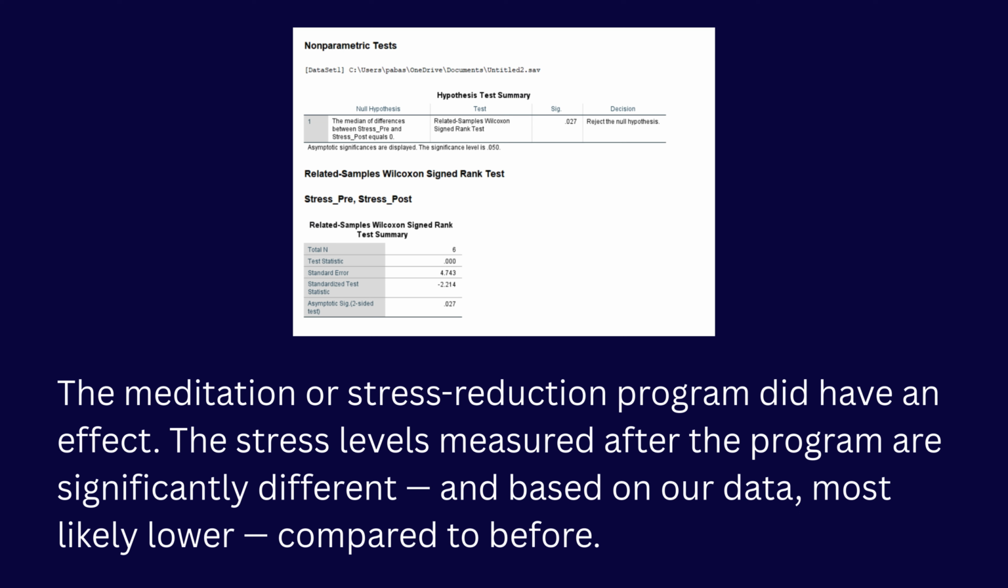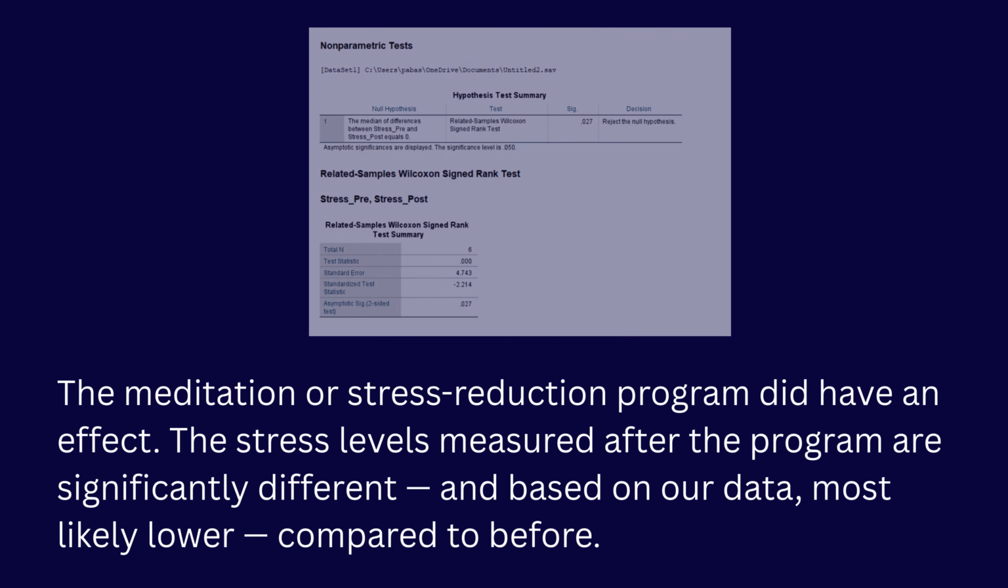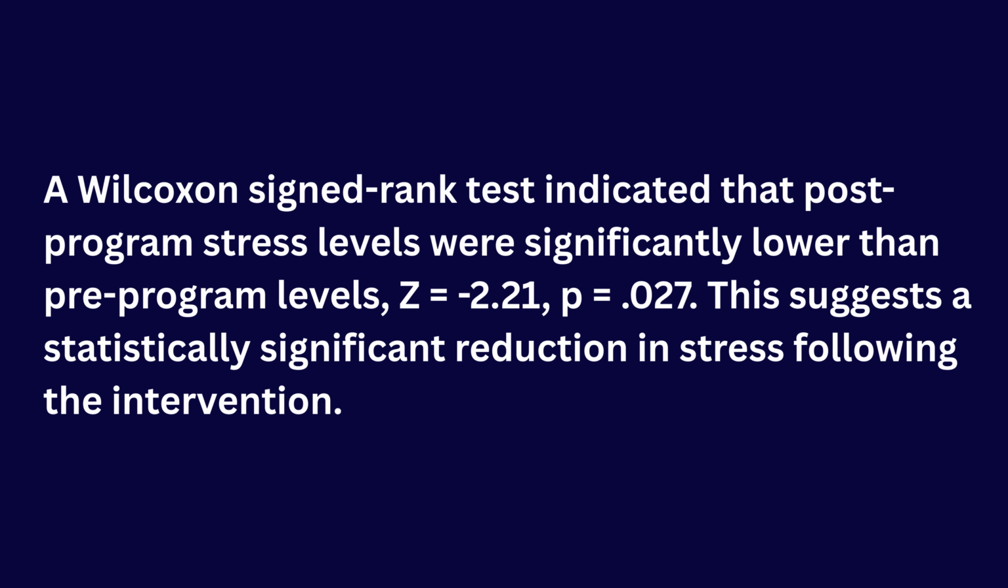Let's summarize this in a formal way, like you would in a research paper or report. A Wilcoxon Signed Rank Test indicated the post-program stress level was significantly lower than pre-program levels, Z equals minus 2.21 and p-value equals 0.027. This suggests a statistically significant reduction in stress following the intervention.